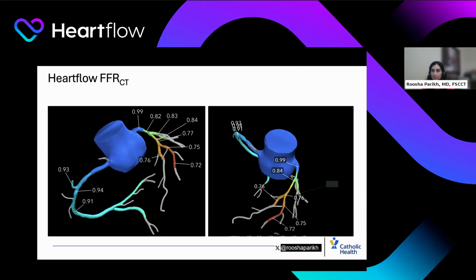And then when you look at the diagonal branch, you can see that the value goes from 0.75 to 0.72. Proximally, it's 0.76 at the ostium. So again, not a significant delta, but just a gradual taper. So let's see what happened next for this patient.